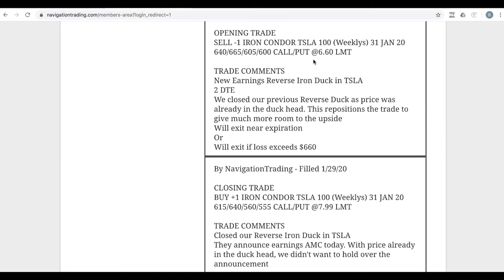And then the next trade here is we put a new one on. So we basically just took one off, repositioned this thing, and had it started with the price in that beak area like we like to start.